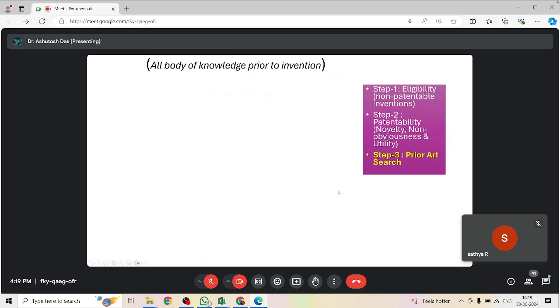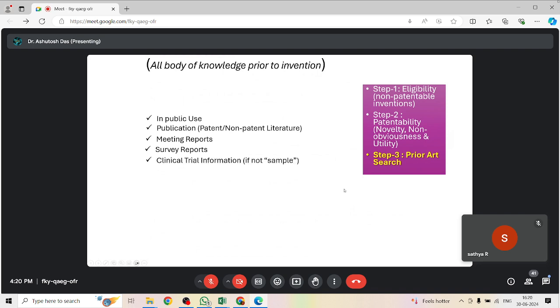Now prior art search. Prior art means all body of knowledge prior to the invention, based on people's knowledge. As I mentioned, public use: some people are already using that prior knowledge, which may not be written anywhere. They're using it. Patent and non-patent literature, publications, meeting reports, survey reports, all are different prior arts. Clinical trial information: if it is samples, then you can use it. If not samples, then the clinical information is also public.